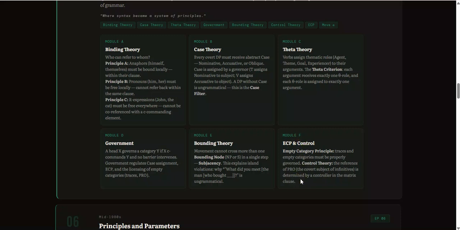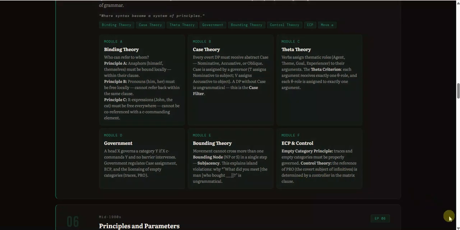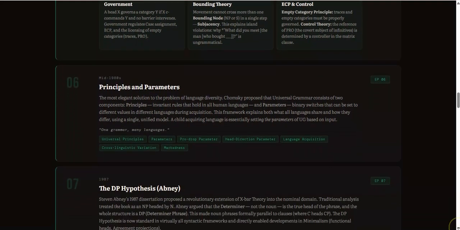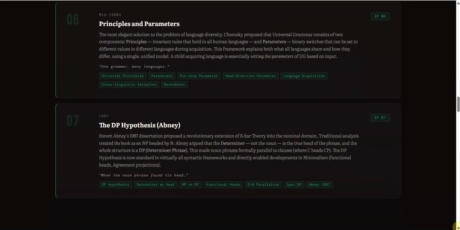Then ECP and control. The Empty Category Principle: traces and empty categories must be properly governed. Control theory: the reference of PRO is determined by the controller in the matrix clause. It will control verbs. Then moving on.